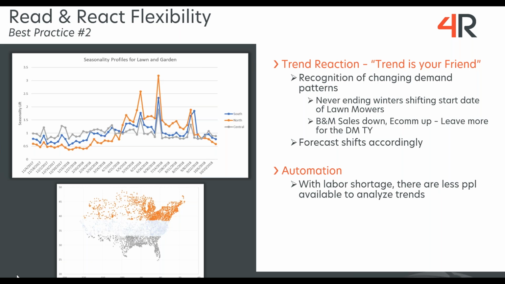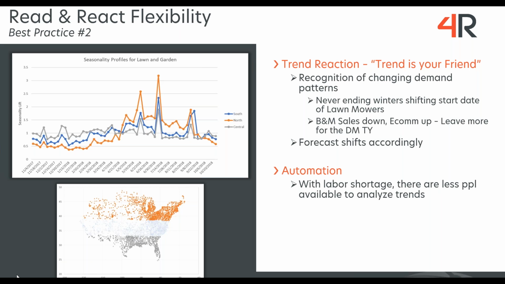So best practice 2 and 3 are similar, but we're going to start with number 2, which is the read and react flexibility. Your solution needs the ability to observe current sales and have intelligence to adjust accordingly. These adjustments could be in cases where sales are not realized on the start date, whether it's the lawnmowers and it's a prolonged winter. That tool needs to push that demand back and shift the level of forecasts accordingly.